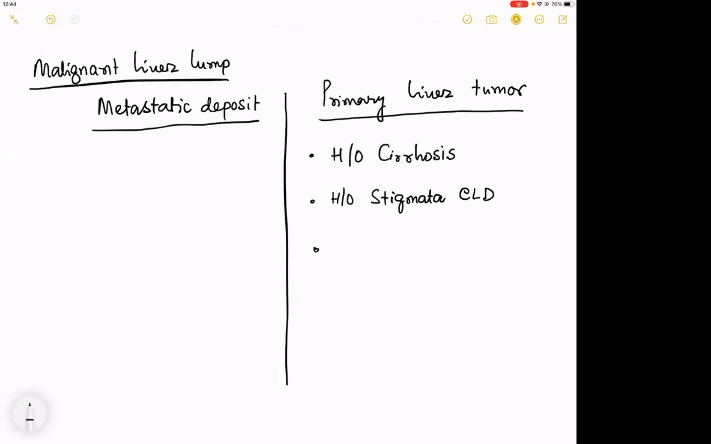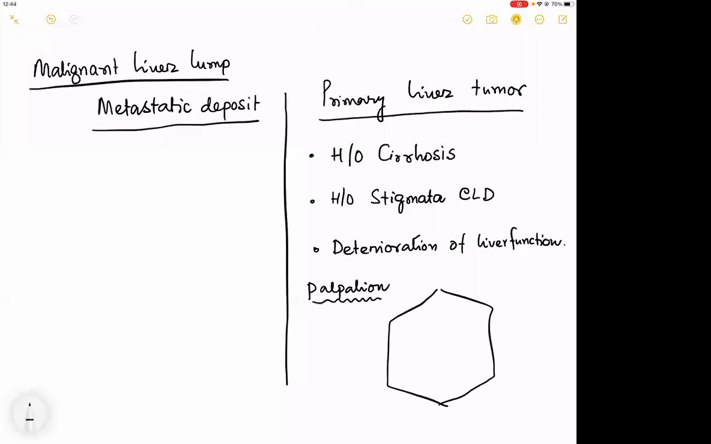Then suddenly there is a deterioration of liver function, like jaundice increases, encephalopathy increases. Exactly, coagulopathy can happen. On palpation, you get to feel a cirrhotic liver, if you can at all feel a cirrhotic liver, because cirrhotic livers are shrunken.